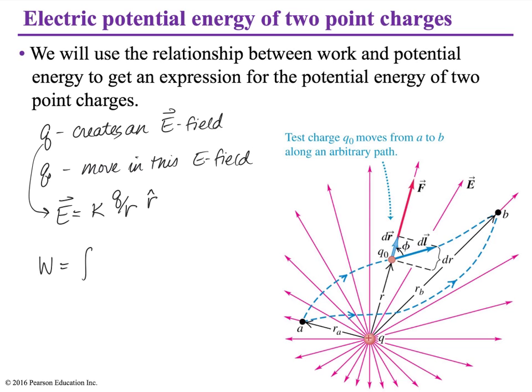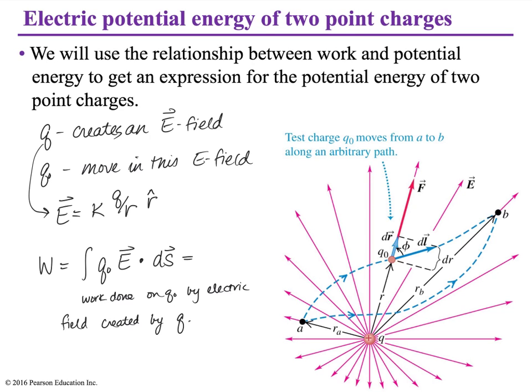Work is equal to q naught, which is the charge that we're placing in the electric field, times the electric field, dotted with ds. And so this is going to be the work done on q naught by the electric field created by charge Q. Keep in mind that this will be related to the decrease in the potential energy of that electric field.